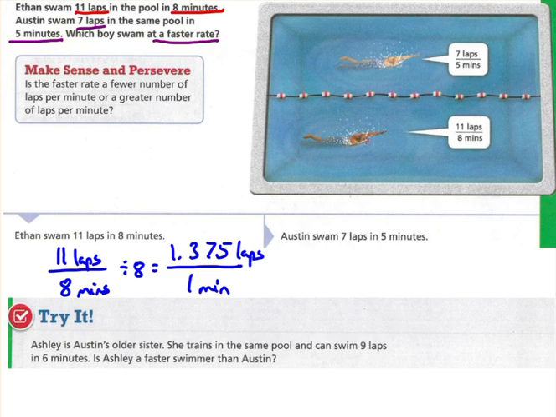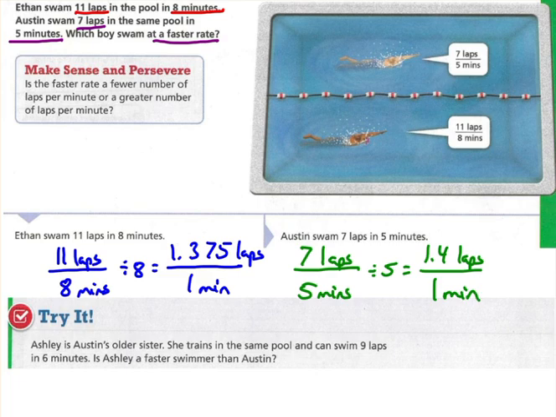Okay? Then for Austin, he swam 7 laps in 5 minutes. That's his rate. But we want to turn it into a unit rate to help us compare. So we're going to divide by that denominator. And he swam 1.4 laps in 1 minute. So the question asks, which boy swam faster? Well, Ethan swam 1.375 laps in 1 minute. Austin swam 1.4, which is really 1.400 laps in 1 minute. So when somebody is going faster, they're going a longer distance in the same amount of time. So in this case, Austin swam fastest because his rate is bigger.